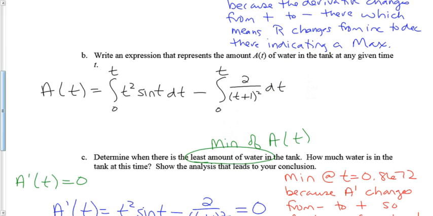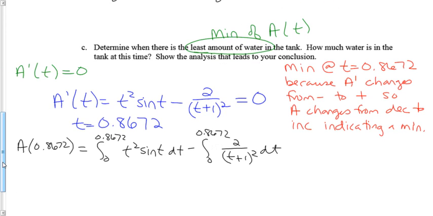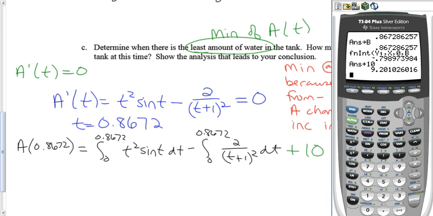I need to fix my A of t. So my A of t is going to be how much flows in minus how much flows out, plus the initial 10 gallons that I had at the start of this water coming in and coming out. So my A should be this thing plus 10. So now when you look at my calculator, I took what I got from my definite integral and I added 10 to get the total amount of water in the tank as 9.201.